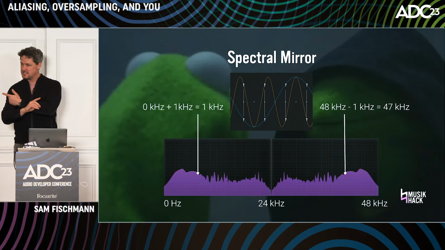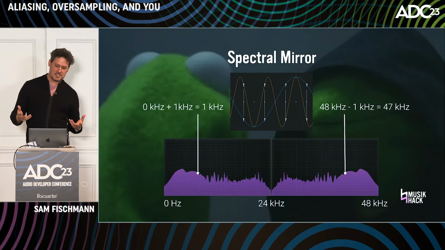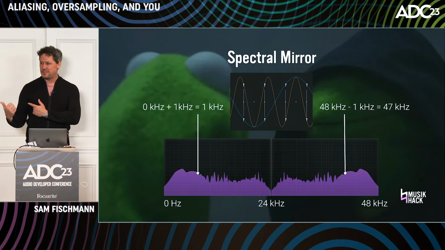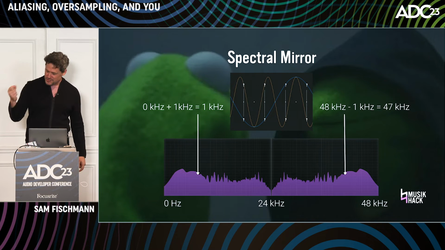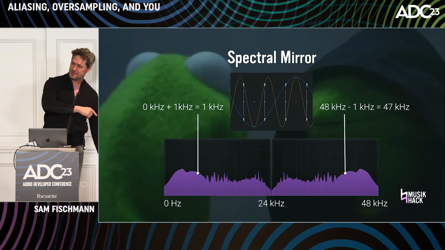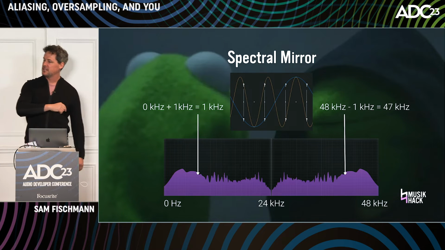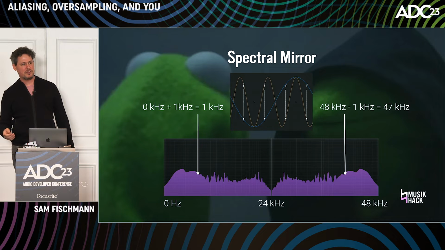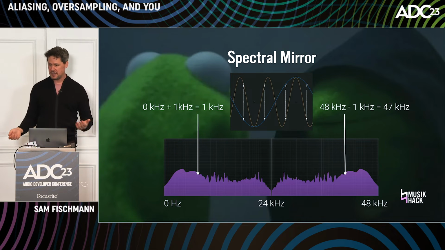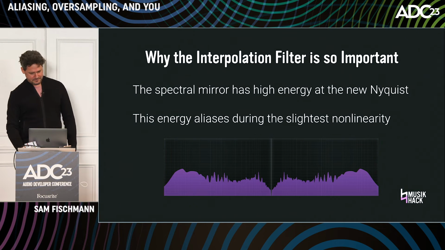It's been flipped. So all of the loud frequencies are right up towards the top. And what that's going to do is mean that as soon as you start doing any nonlinear math, they're going to come barreling back down into your audible frequency, right? So your interpolation filter, the thing that goes between the samples and also cuts off the spectral mirror, is hugely important because you need to cut those out. Okay. Oh, that was what this slide was about.